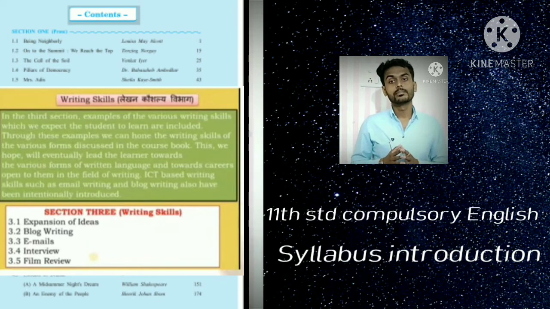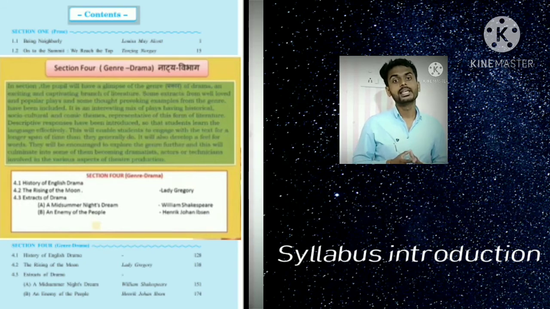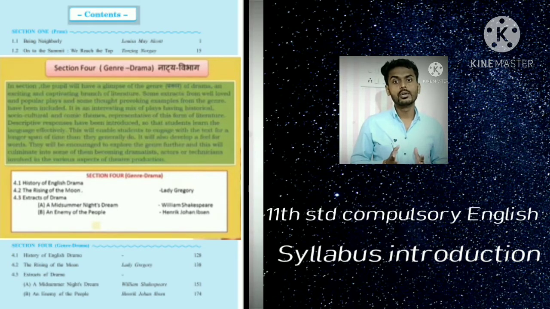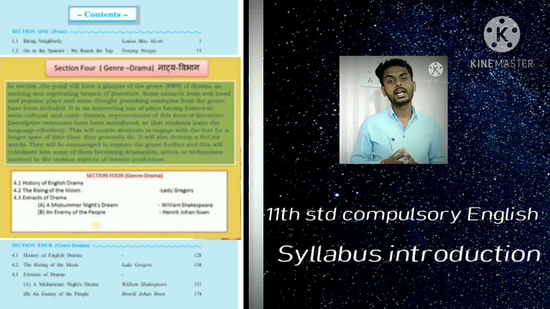Now the fourth or last section is the drama or genre section, means in Marathi, natak va kadambari vibhag. This section is useful to increase our literature knowledge. In this section we learn, first one is history of English drama, means in Marathi, English natakachi parshvabhumi or itihas.